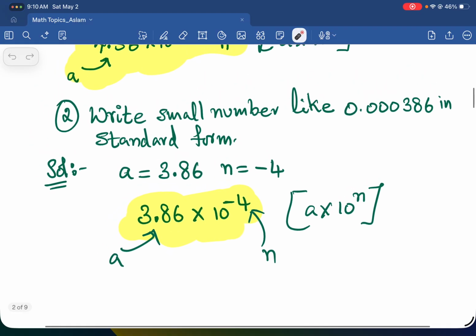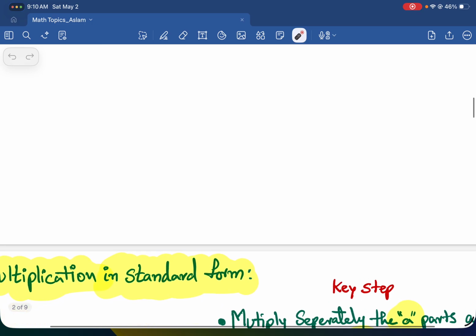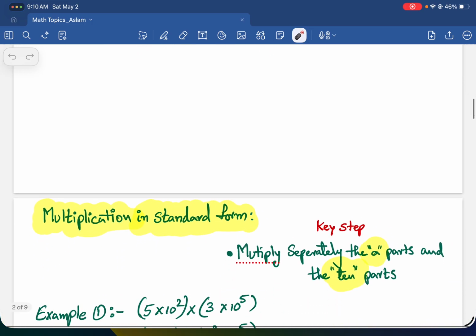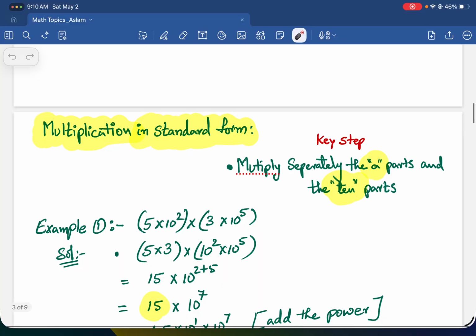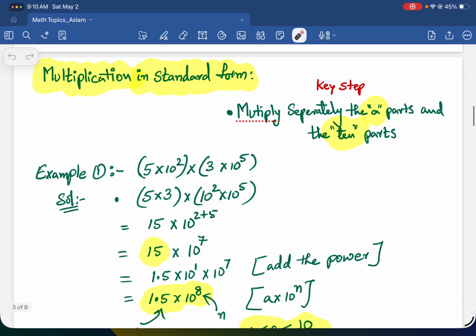Now, it's not only restricted to writing big numbers and small numbers. We can use this for multiplication also. We'll also see how to multiply in standard form. The key step is multiplying the a parts separately and then the 10 parts. Suppose, for example, I am taking 5 into 10 to the power of 2 times 3 into 10 to the power of 5. So I multiply the a values, that is 5 times 3, separately, and then I multiply 10 to the power of 2 times 10 to the power of 5.